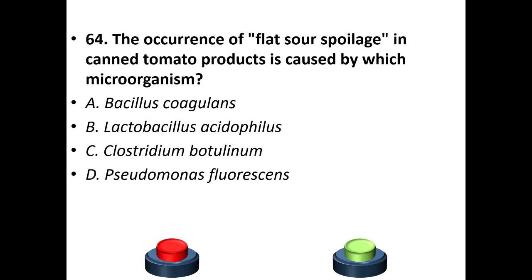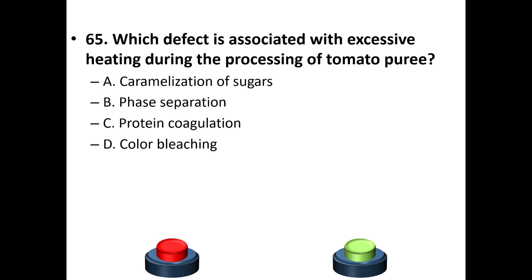64. The occurrence of flat sour spoilage in canned tomato products is caused by which microorganism? Bacillus coagulans, Lactobacillus acidophilus, Clostridium botulinum, Pseudomonas fluorescens. Which is the answer? Your answer is option A, Bacillus coagulans. 65. Which defect is associated with excessive heating during the processing of tomato puree? A, caramelization of sugars, B, phase separation, C, protein coagulation, D, color bleaching. Which is the answer? Your answer is A.